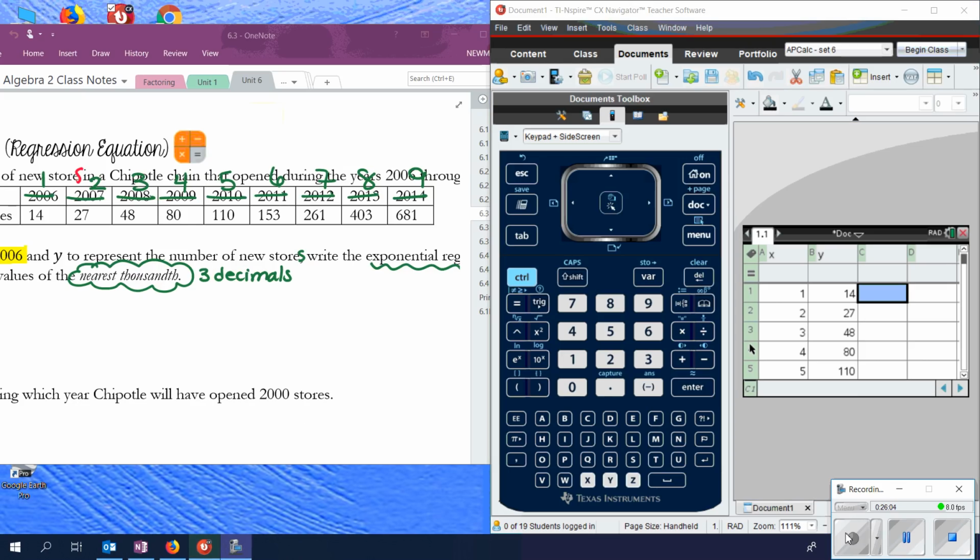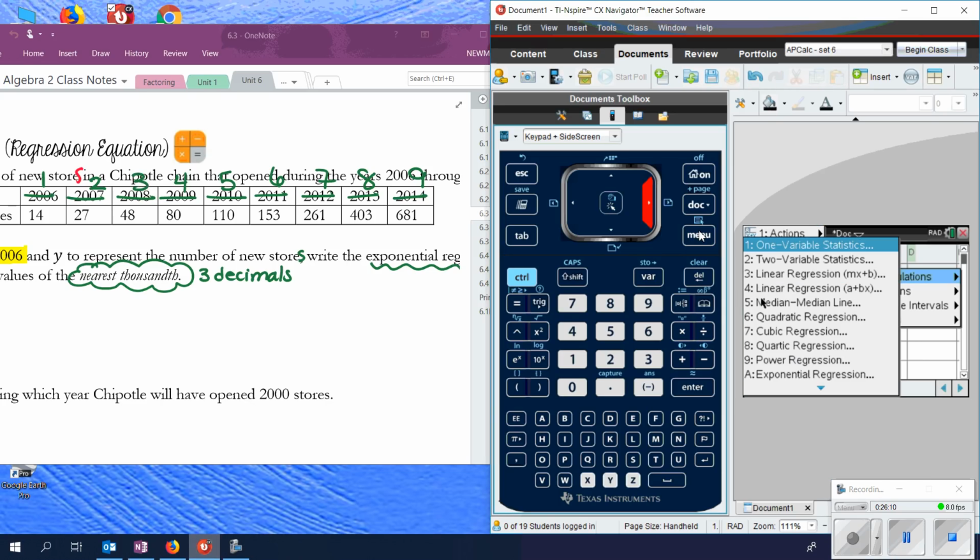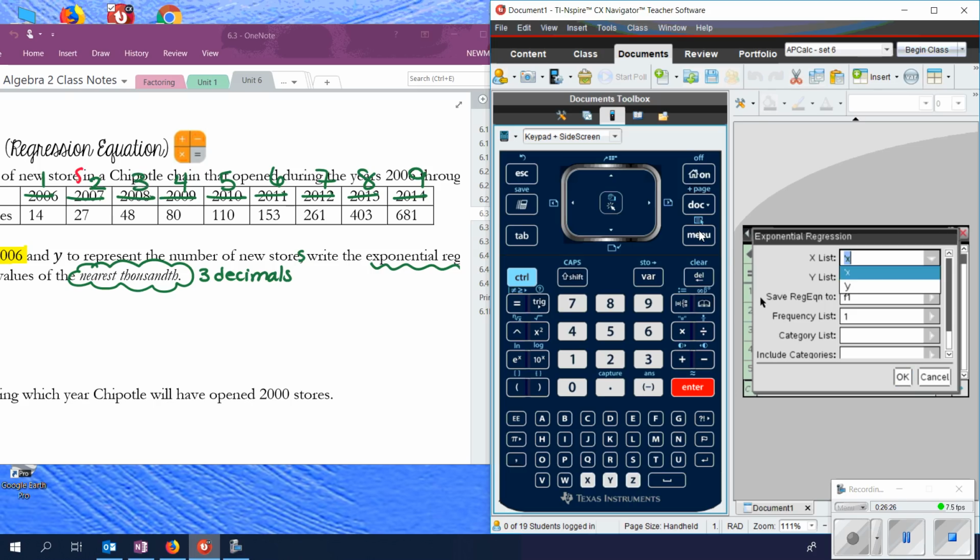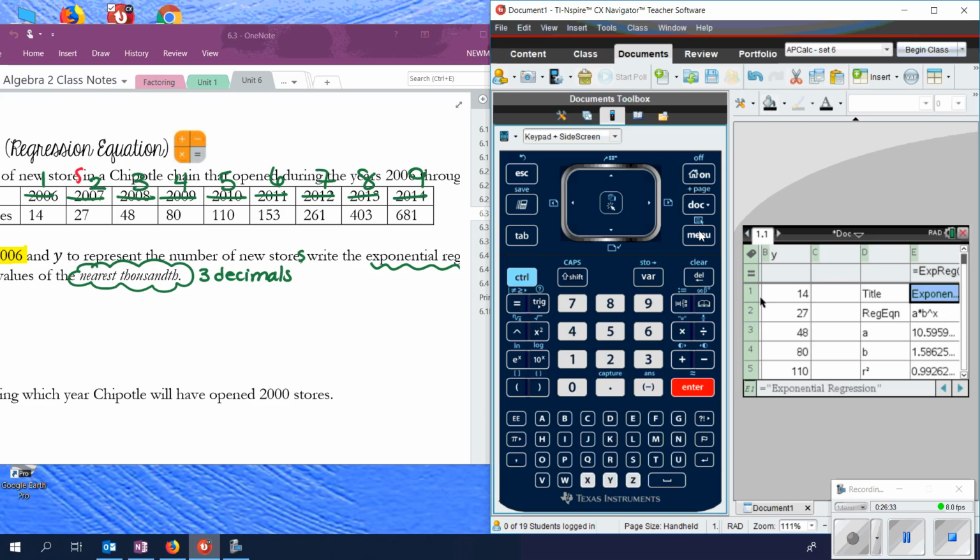Okay, so you put in all your data, and then you go to Menu, Statistics, Stat Calculations. We've done linear. We have done quadratic and cubic and quartic and power, but now, finally, we made it. Congratulations to exponential regression. What did we call our X list? Well, we called it X. What did we call our Y list? Y, tab, tab, tab. Okay. It calculates for you a star b caret x.